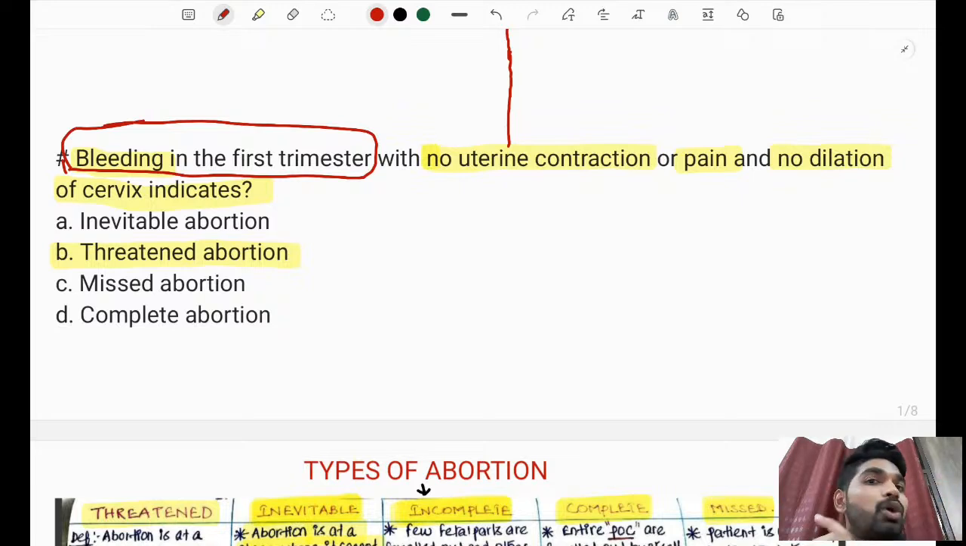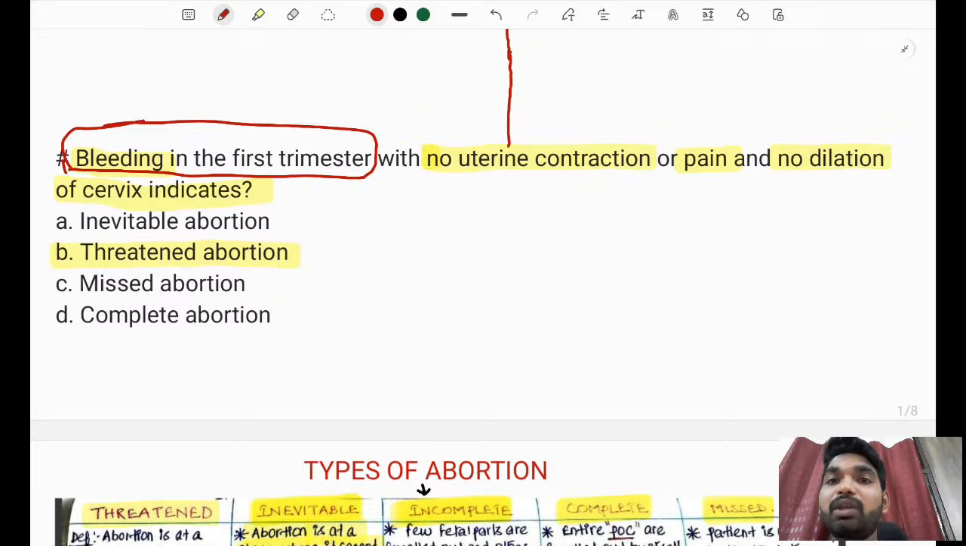The same MCQ will not repeat. It will not get repeated in your tomorrow's exam. But if you are studying from that concept, you can solve the MCQs, right? So keep your concepts clear.